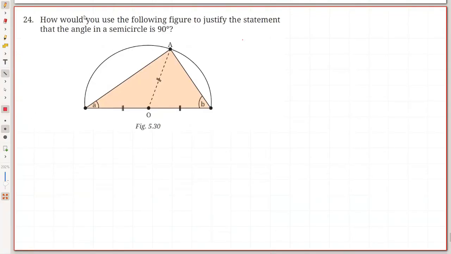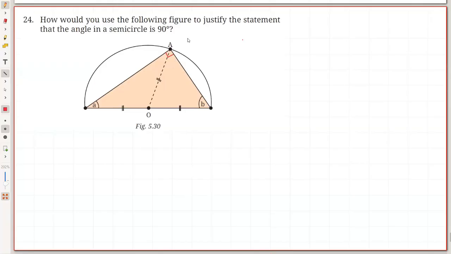24th question. How would you use the following figure to justify the statement that the angle in a semicircle is 90 degrees? That means here the angles A and B are given. So we have to prove that the angle in a semicircle is 90 degrees.